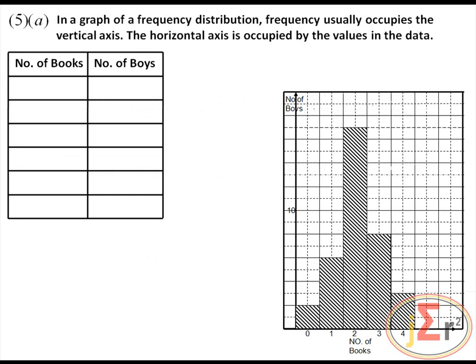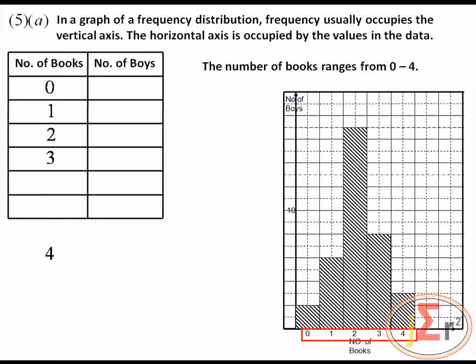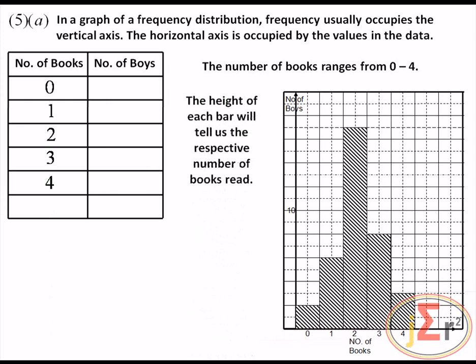In a graph of a frequency distribution, frequency usually occupies the vertical axis. The horizontal axis is occupied by the values in the data. Those are the values 0, 1, 2, 3, 4. They are the number of books, and they range from 0 to 4. The height of each bar will tell us the respective number of boys, and that will be our frequency. Notice that we have right here 1, 2. So the height of the bar is 2 units.